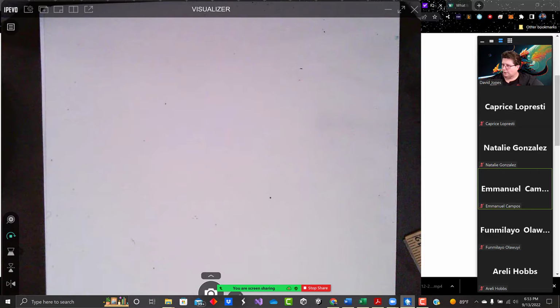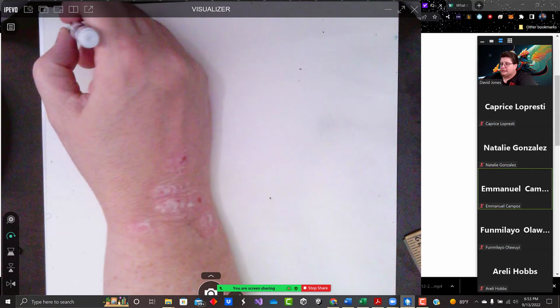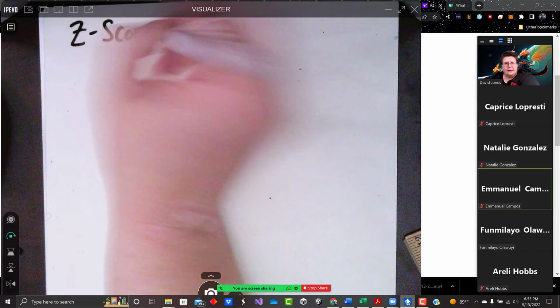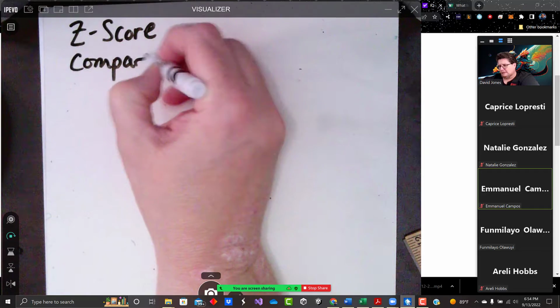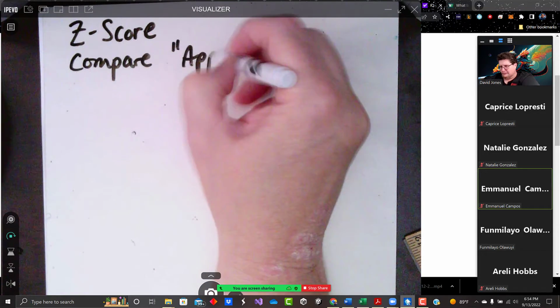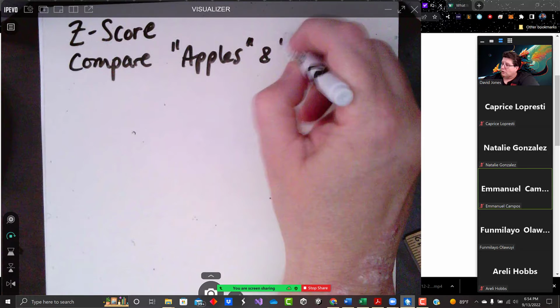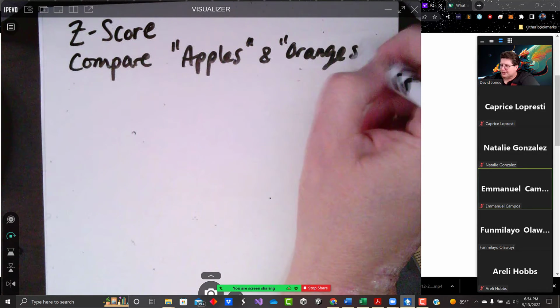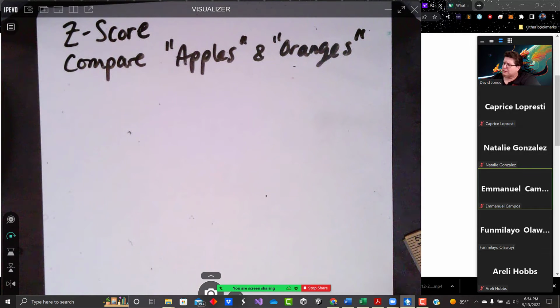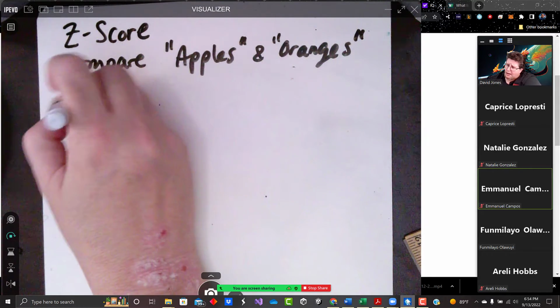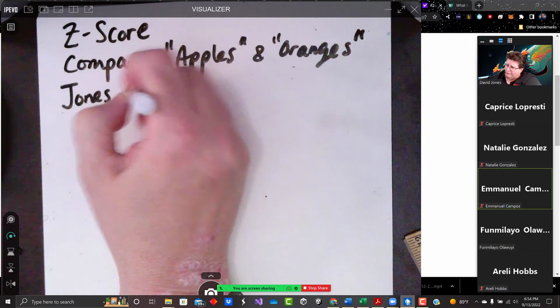Okay, so z-score. It allows us to compare apples and oranges, or things in two different groups that have different means and standard deviations. I already showed you someone that was 65.5 in terms of female. So let me give you one that we may not know. I'm going to say Jones is 65.5.